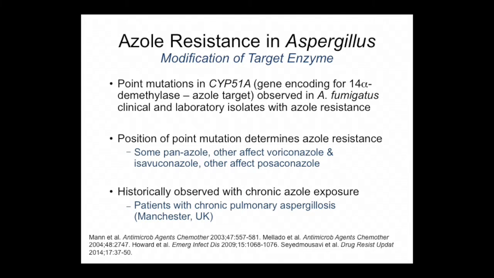We know that this is due to point mutations within CYP51A, which is the gene that encodes the 14-alpha demethylase, the target of the azoles. This has been observed in both clinical and laboratory isolates. We also know that the position of the point mutation determines azole resistance. Some point mutations lead to amino acid changes that cause pan-azole resistance. Others seem to affect primarily posaconazole and itraconazole, while others affect voriconazole and isavuconazole.